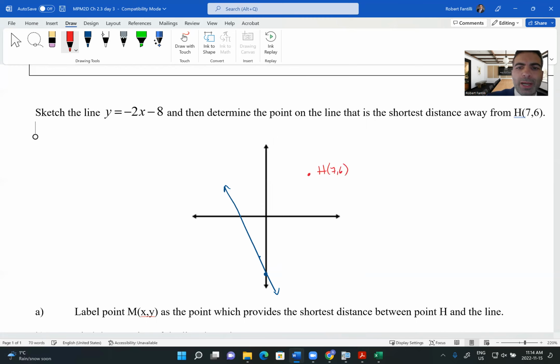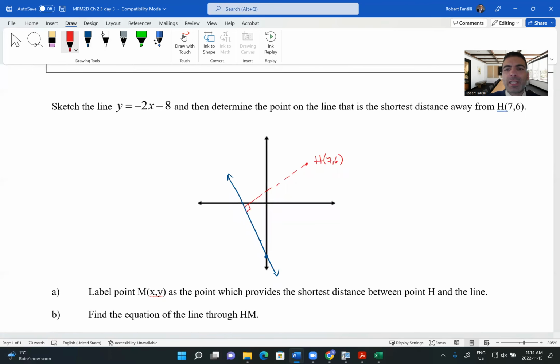I'll label it. And the shortest distance from a point to a line is always a perpendicular line or a 90-degree angle. Okay. If you think about that, if I were to draw the line from here to here, that's obviously longer. That would be more like a hypotenuse. So 90-degree angle, why is that important? Because we have to remember that when it's a 90-degree angle, we have perpendicular slopes. That information is going to help us determine some other things as we go forward here. So let's take a look at the next question.